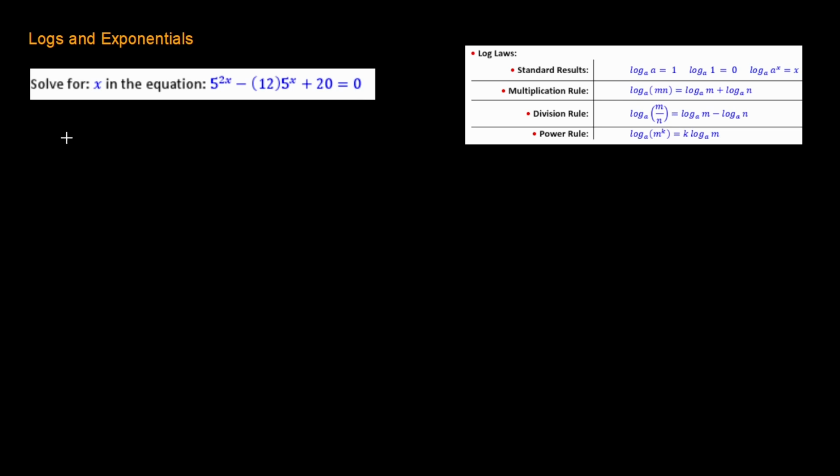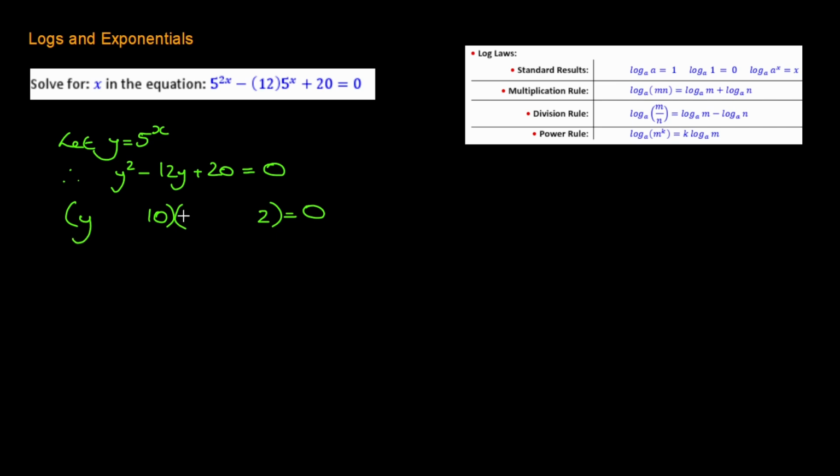So the first step is to say let y equal 5 to the x. So therefore we get y squared minus 12y plus 20 equals 0. Okay, let's try it. Let's hope we don't have to use the quadratic formula. I want two numbers that multiply together to be 20, that add or subtract to 12. Well, 10 and 2 are worth a try.